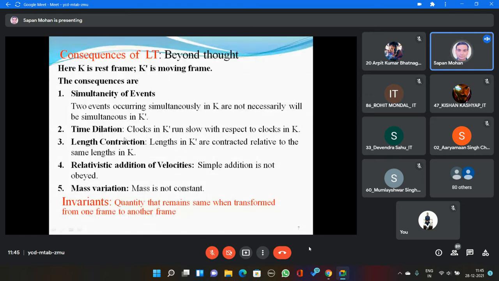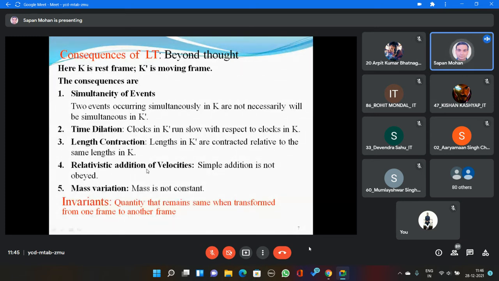Second, time dilation. Time dilation means in one frame, suppose we put a clock over there and measure a time interval. The clock in K dash, the moving frame, runs slow, meaning it ticks slowly with respect to the clock in S. That is called time dilation. I will also explain it. And third is length contraction. What is length contraction? Lengths in the K dash frame are contracted relative to the same length in K. So these are the consequences of the Lorentz transformations.